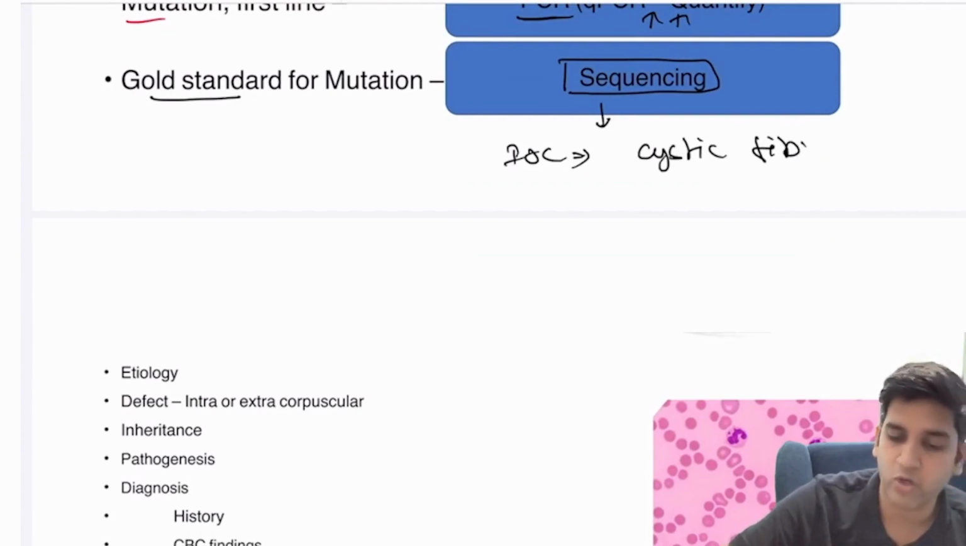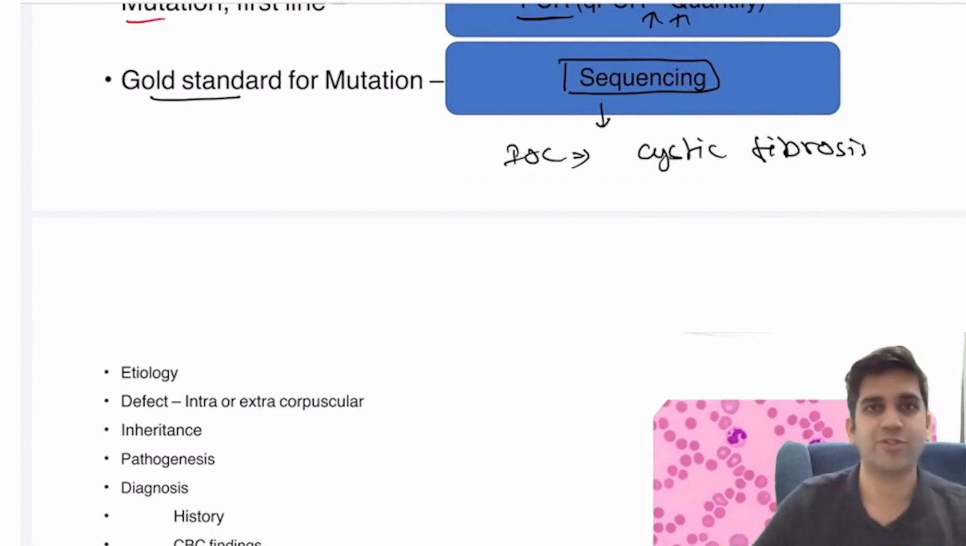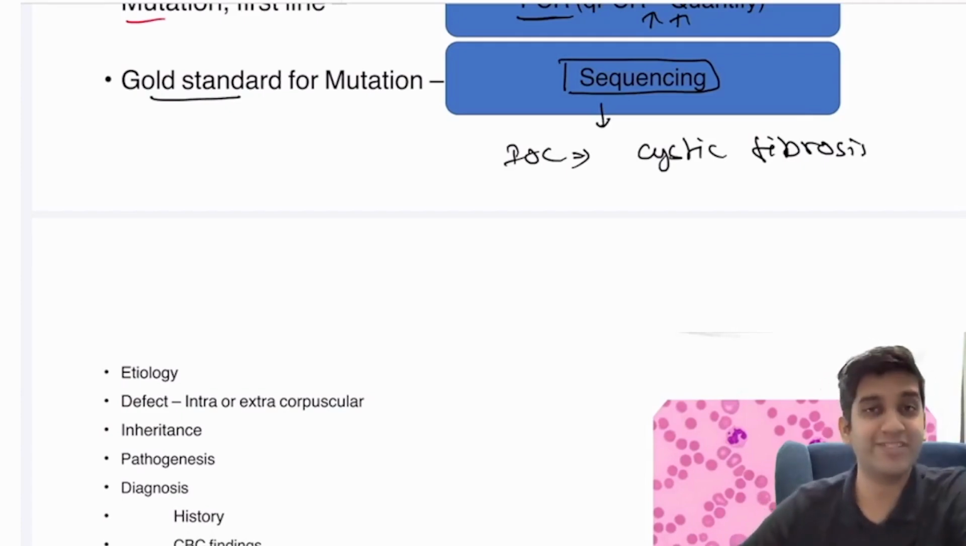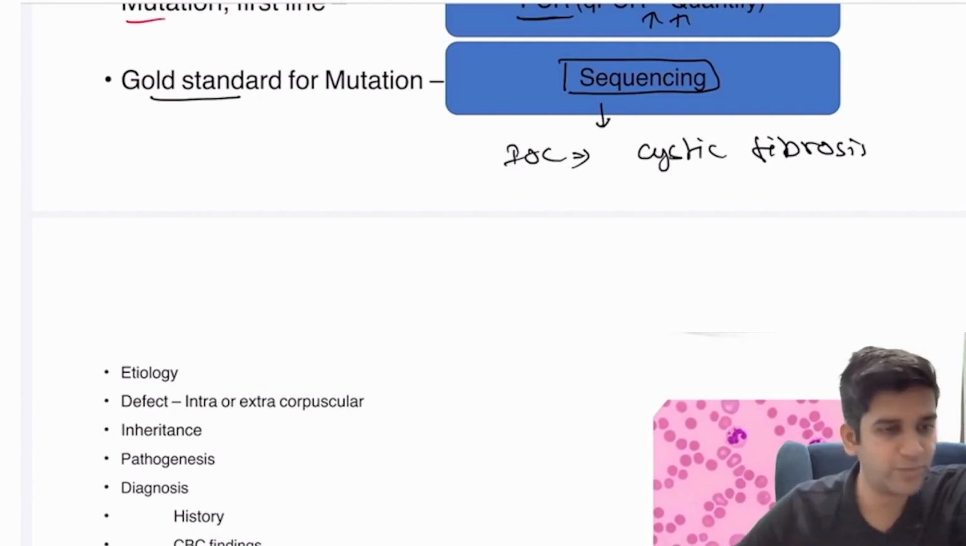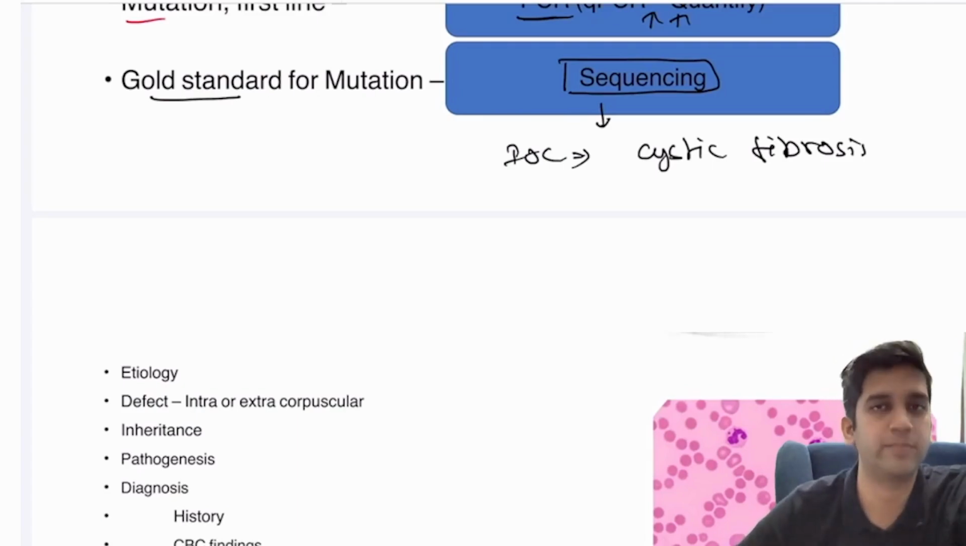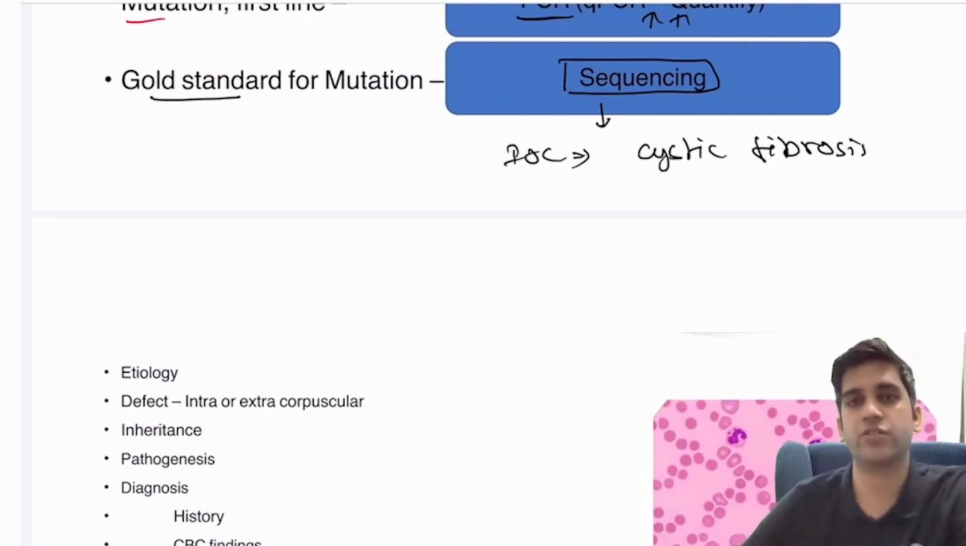Nowadays, cystic fibrosis is not diagnosed by your nasal potential difference, nor with your sweat chloride test, right? Days are gone. Maybe when I was doing my second year, that time, yes, sweat chloride was very much useful. Now you suspect cystic fibrosis clinically, prove it via sequencing, go ahead and treat and manage the patient. That's what is required from your genetics, just investigation of choice, right?